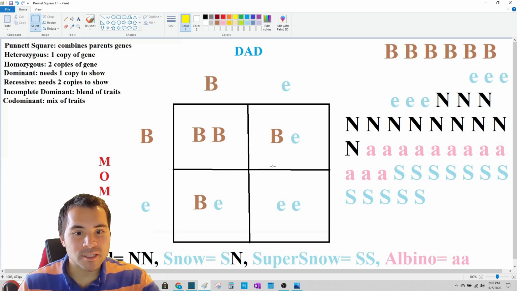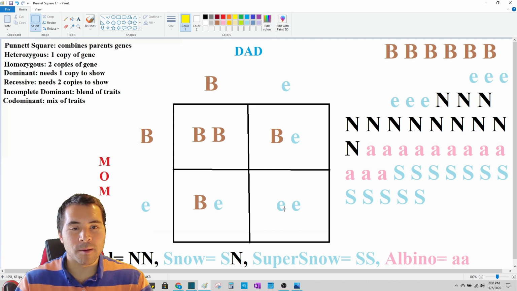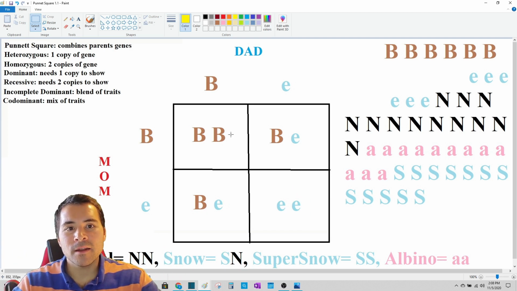Each of these would just double. It would be 2 out of the 8 would contain capital B, capital B. 4 out of the 8 would contain capital B, lowercase e. And 2 out of the 8 would contain lowercase e, lowercase e. So the odds just double. It's just multiplication. So it's easier to think of it in percentages.